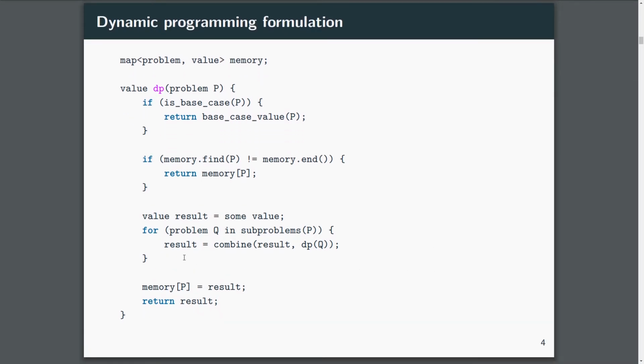So this doesn't have to look like this. This can be maybe you just have two subproblems and you're just adding the results together. But either way, you usually start with some value as a result, and then for each subproblem you change the result by combining it with the result of the subproblem. And at the end, you just put the result in the cache and then return it.